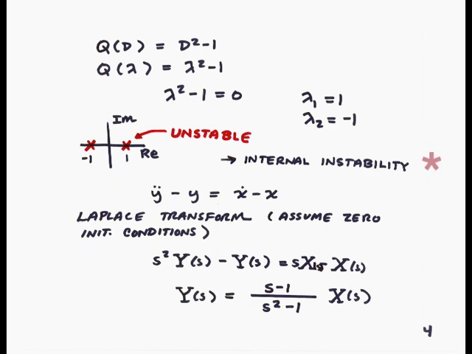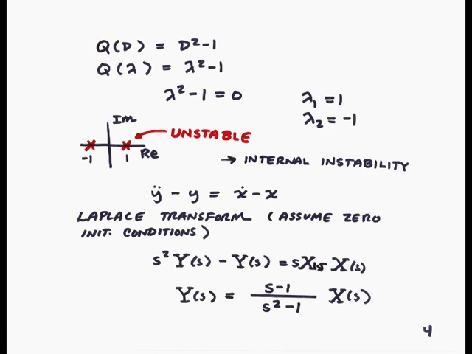So we have internal instability for this differential equation. So now we've analyzed stability from the internal system description, the differential equation. Let's now do it from the external system description, that is, the transfer function.